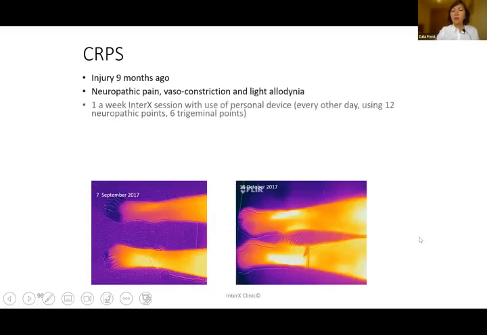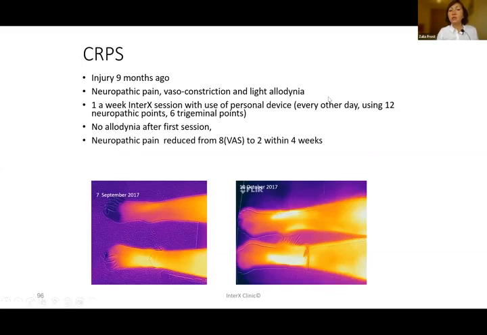Another complex regional pain syndrome. This time it's a very young person, 17 years old, and following the injury and surgery, she developed neuropathic pain, came on crutches. She had vasoconstriction.